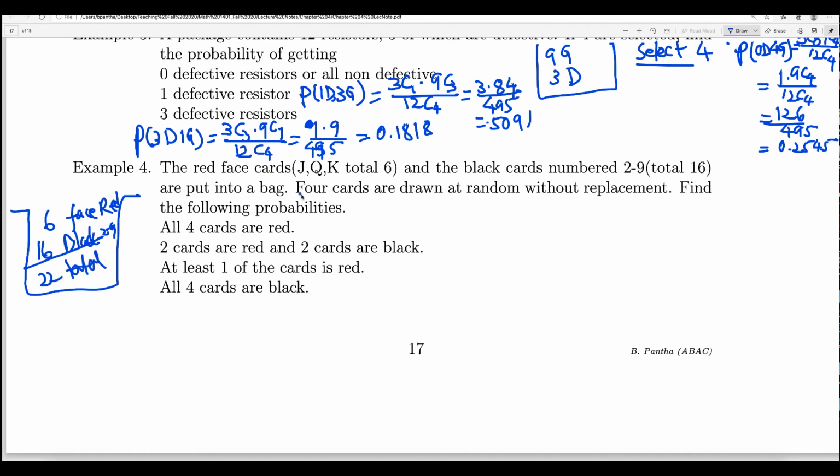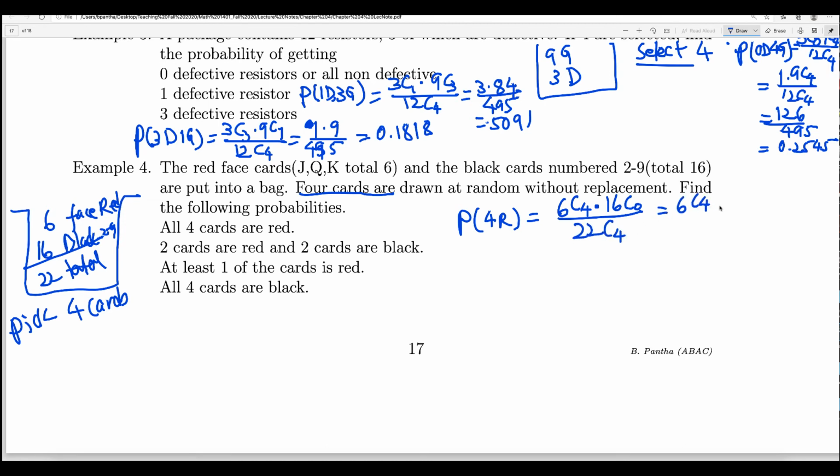And then 4 cards are picked. Find the probability that all 4 cards are red. How many red cards are there? 6, right? So you do 6C4. Are you picking any black? No. I would write 16C0 divided by 22C4. You use a calculator for this, okay? 6C4 times 1 over 22C4. You use a calculator and plug it in there.